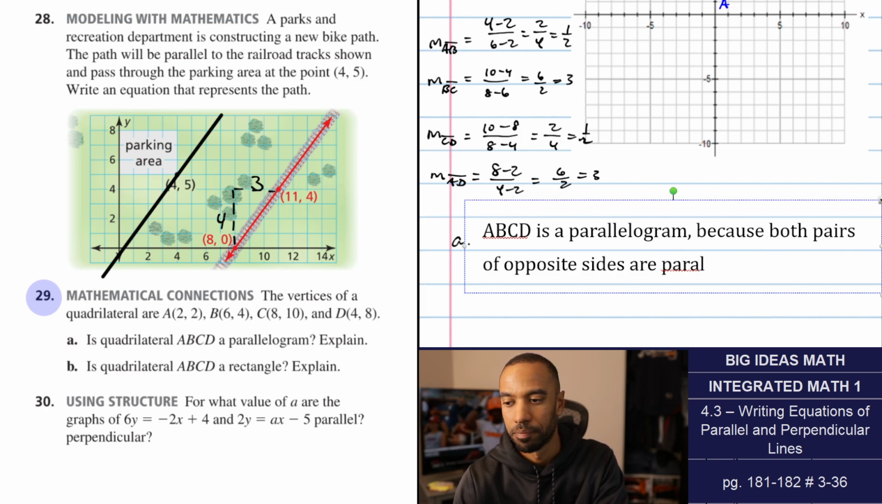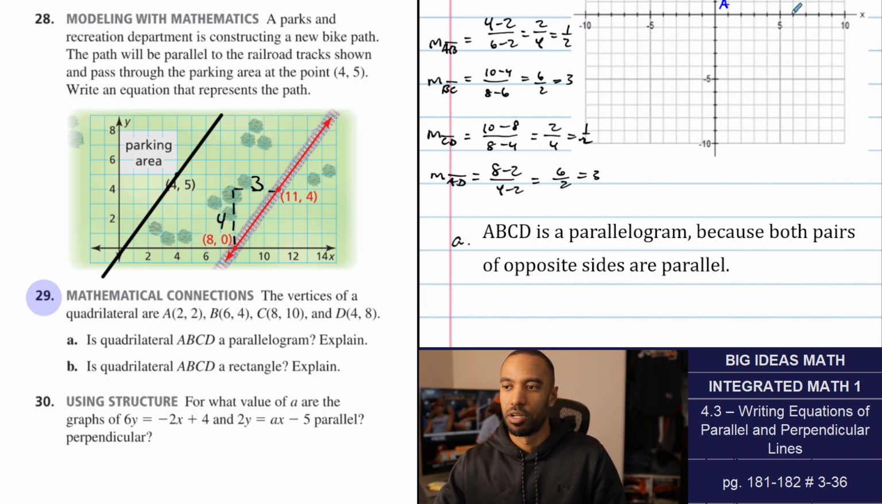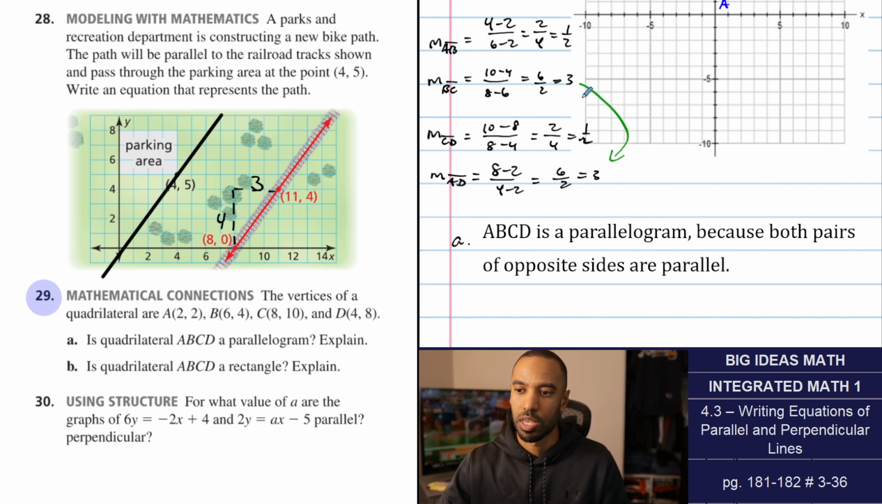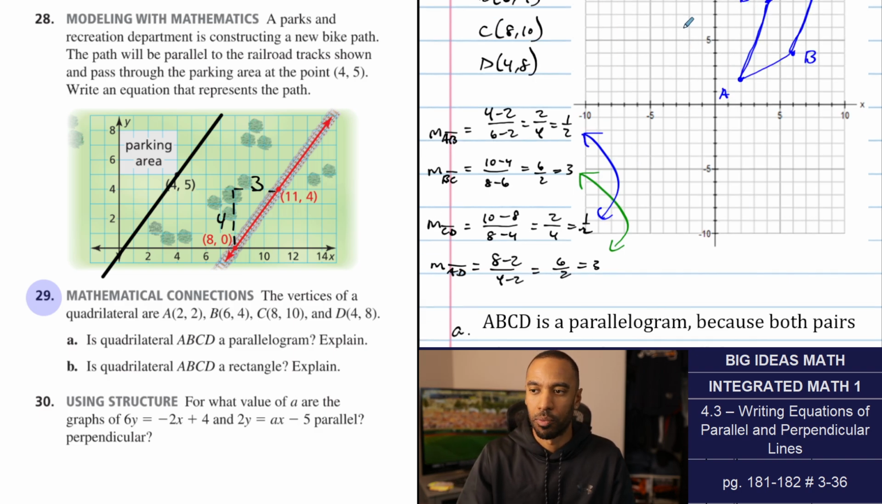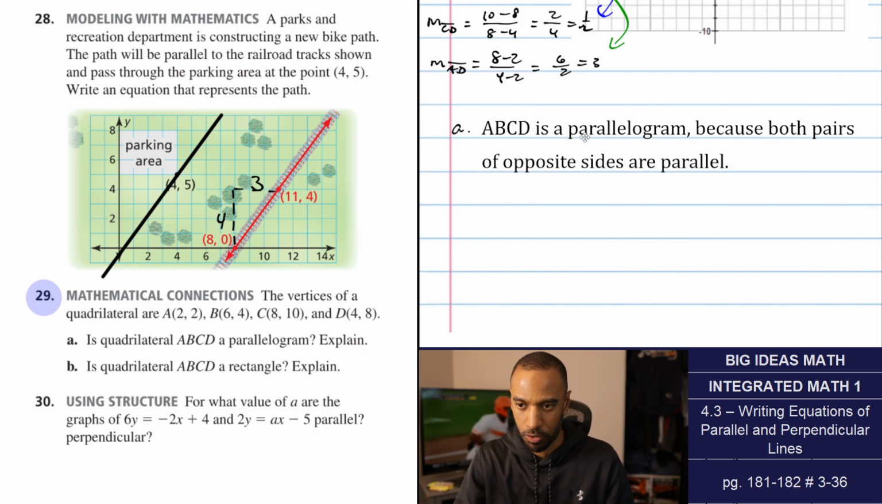How do I know they're parallel? We have two sets of same slopes that are opposite each other. So these two are parallel, same slope. These two are parallel, same slope. They're all positive, by the way. So it is a parallelogram. That's what a parallelogram needs by definition.